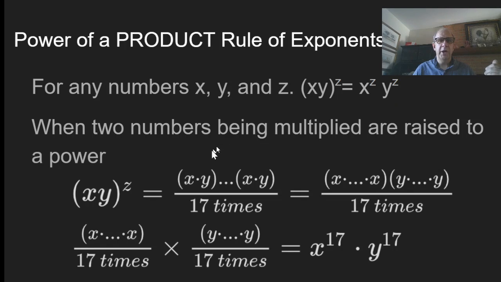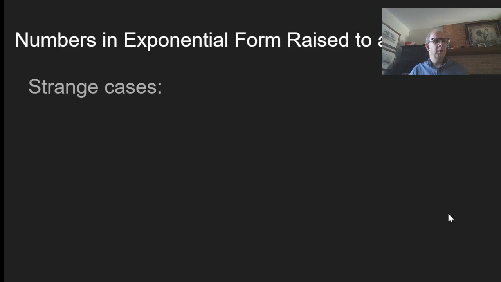And I prove it by saying, well, if I have xy to the z power, that means xy times xy, z times, and I can move them around using the commutative property. So I have all my x's here and all my y's here. Then I can split them up and say x is z times, y is z times. So x to the z, y to the z. Or 17, because for some reason I wrote 17 instead of z.